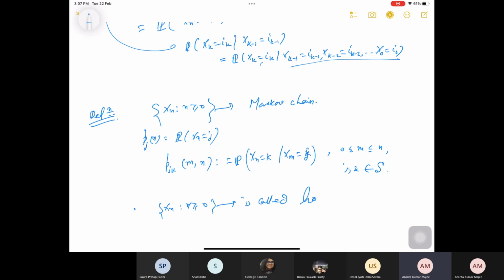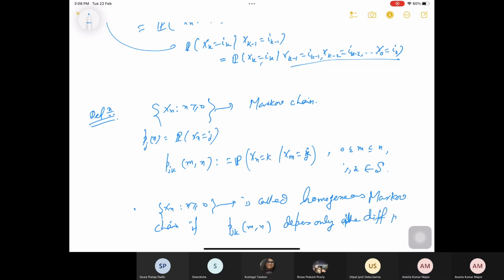Okay, that means p_jk(m,n) only depends on the difference n minus m. So throughout our study, we will mainly talk about the homogeneous Markov chain. It's called a homogeneous Markov chain if p_jk depends only on the difference n minus m, because I put n bigger, so n minus m.